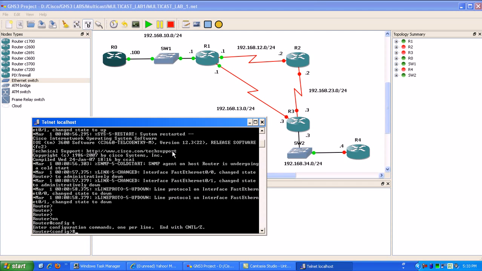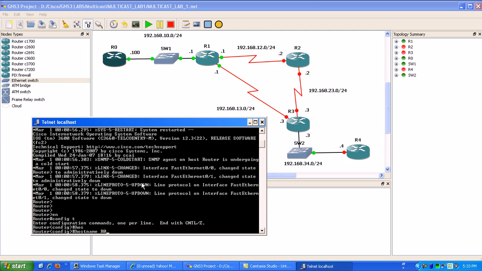So PIM dense mode uses a push technique, pushes it to all the routers unless the routers say, hey, look, I don't need this because I don't have any hosts or any interfaces that are going to be participating in the multicast stream. In that case, the router will then be pruned, is what it's called. And we'll see that later on here. So we're going to go ahead and start configuring our routers here.